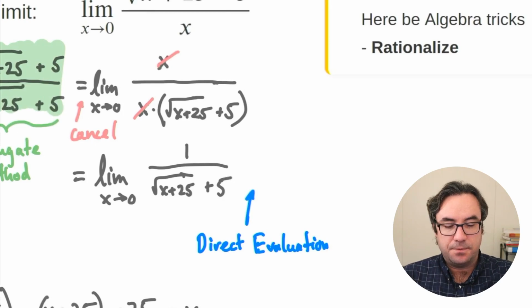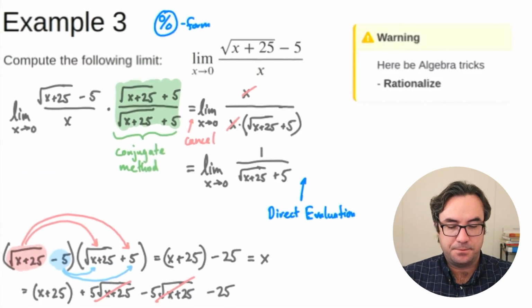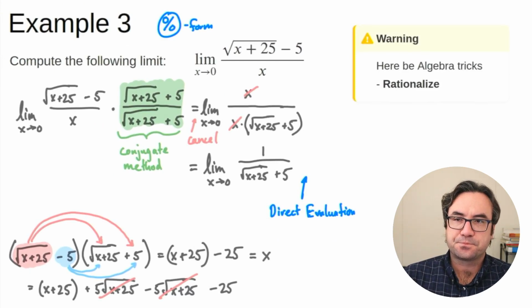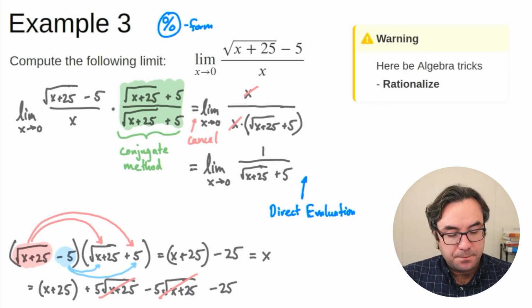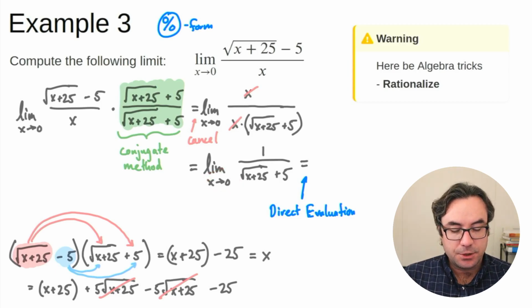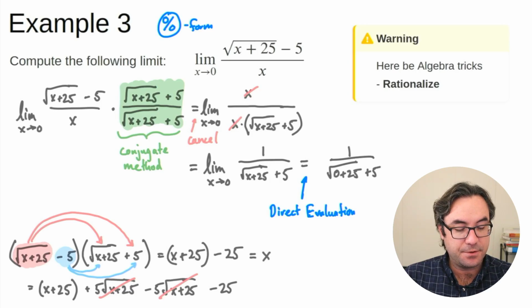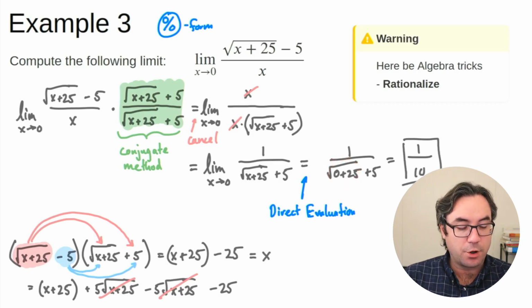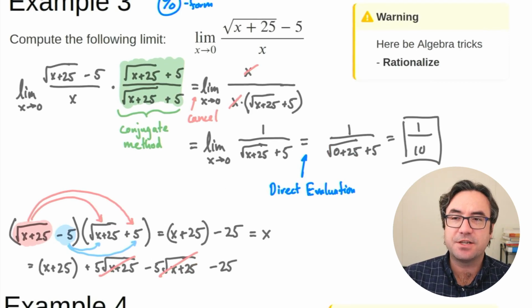All right, so what are we going to get here? Well, x is approaching 0, so we're just going to throw a 0 in. And when we do that, we get 1 over square root 0 plus 25 plus 5, which ends up being 1 over, and the square root of 25 is just 5, so we get 1 over 10. Perfectly good number. That's our answer.